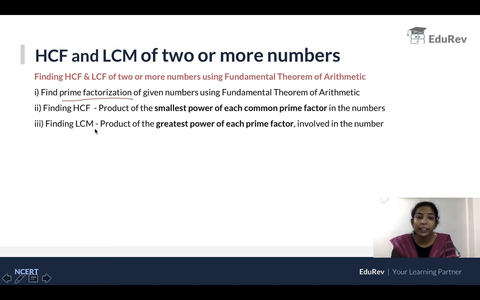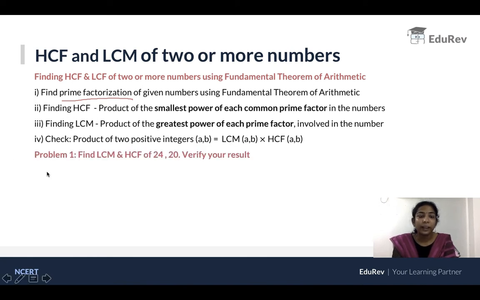And how do I find LCM? Product of the greatest power of each prime factor involved in the numbers. That means the first number has 3 primes and the second number has 5 primes. So you'll take all the different primes that are involved in them and write the greatest power of each of those prime factors. When I tell you in the theory part, you may find it a little bit confusing. I'll explain the same concept with an example so that you'll understand it better.